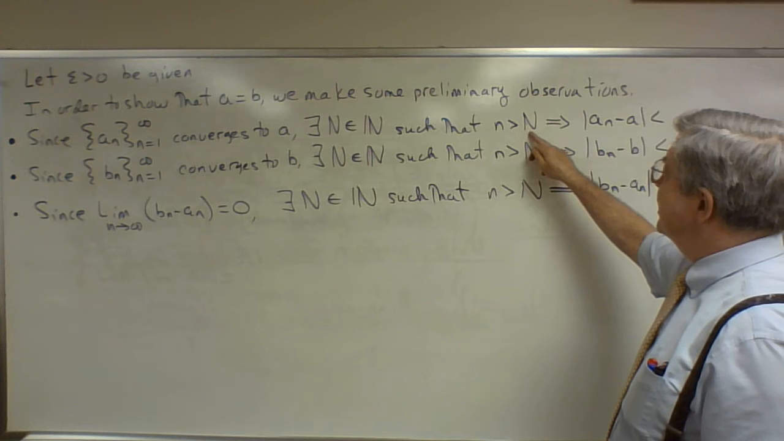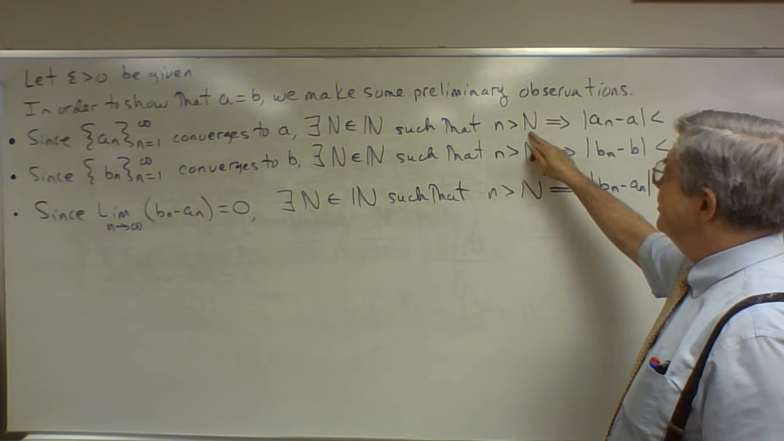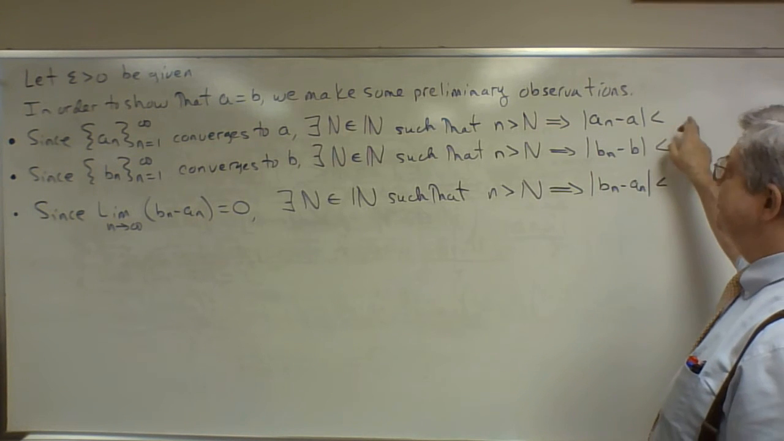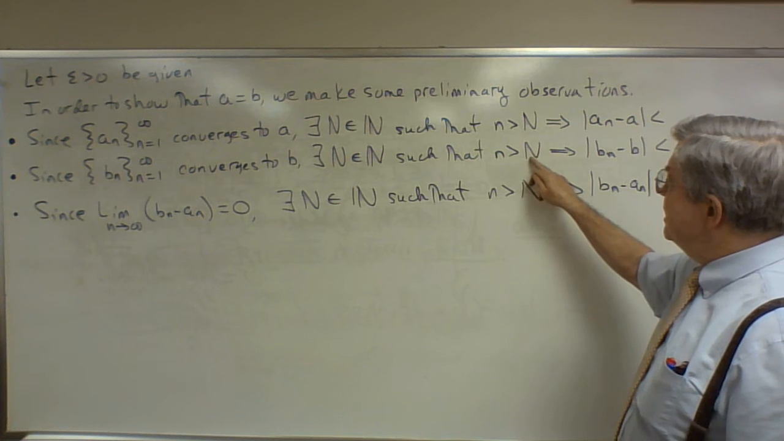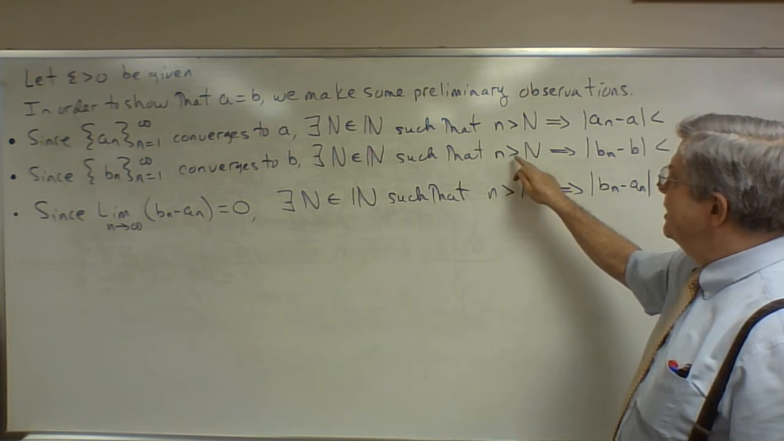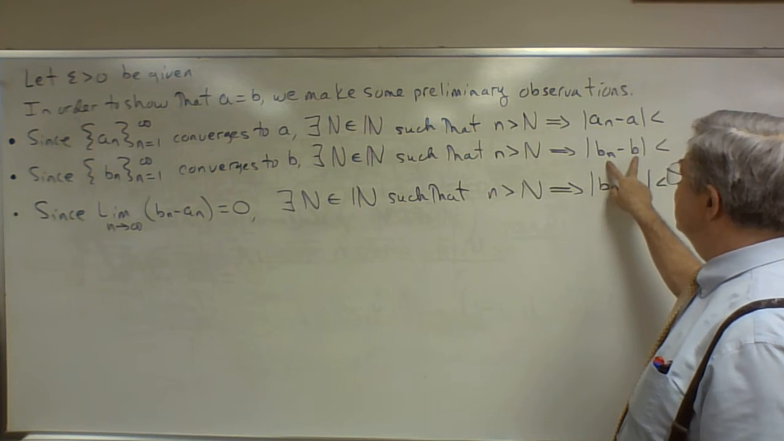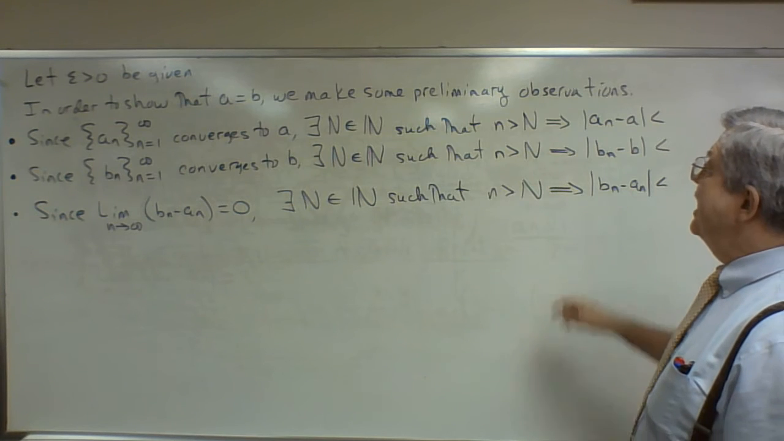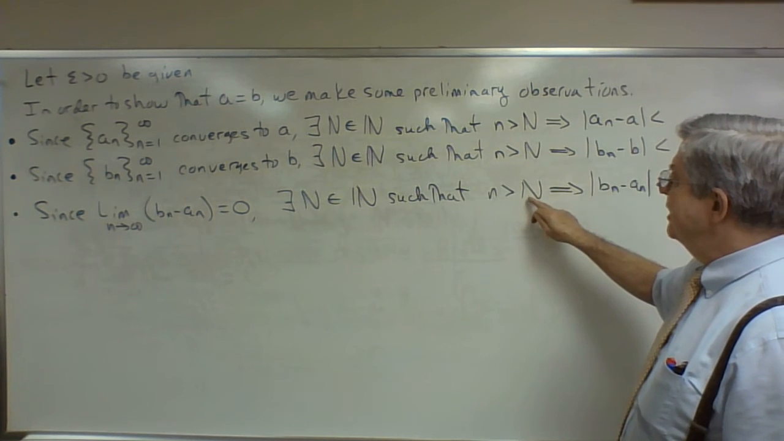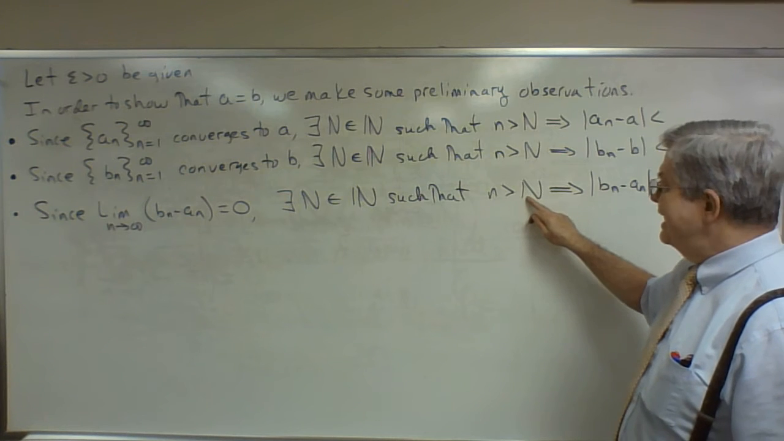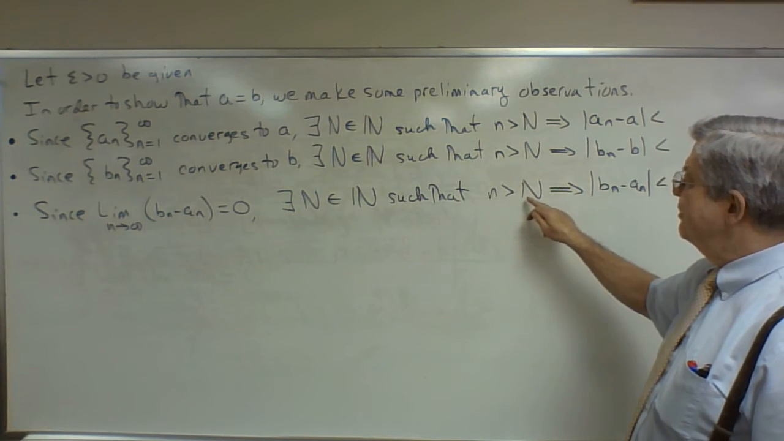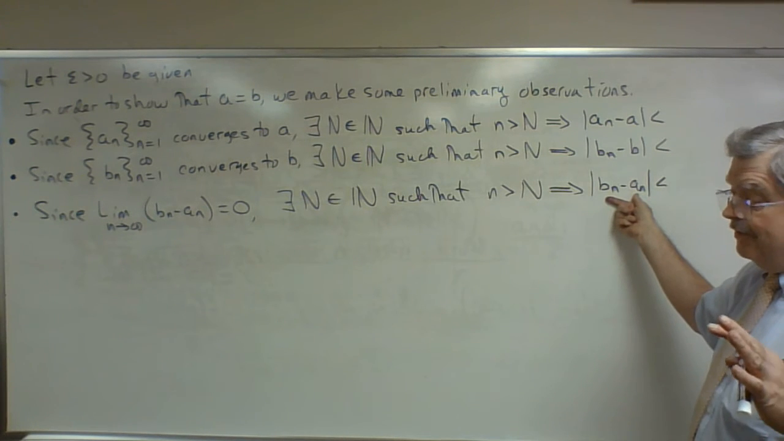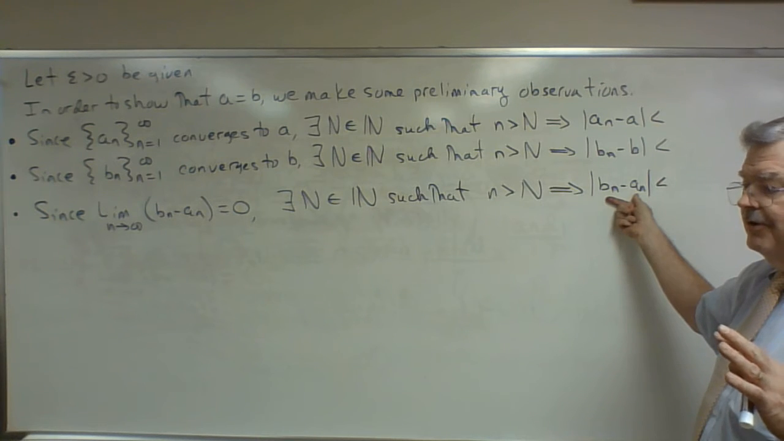The natural number capital N here, such that little n greater than capital N will force A sub n and A to be less than whatever, may not be the same capital N here, such that n greater than capital N forces B sub n minus B to be less than whatever. And whatever these two n's are, probably not going to be the same as the capital N here, such that little n greater than capital N forces B sub n and A sub n to be no more than a certain distance apart.